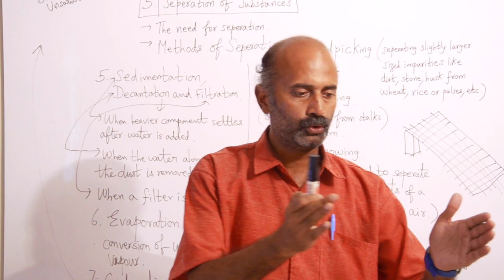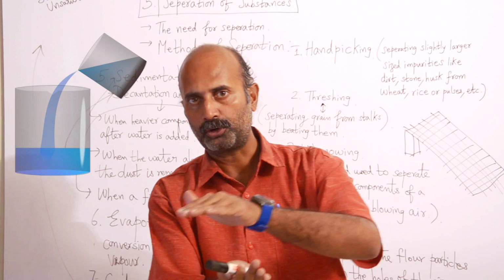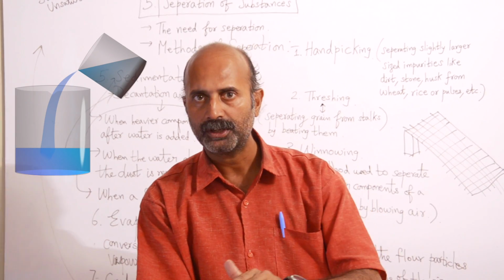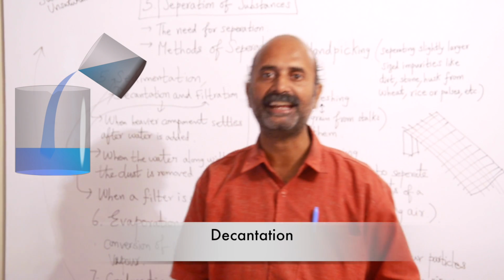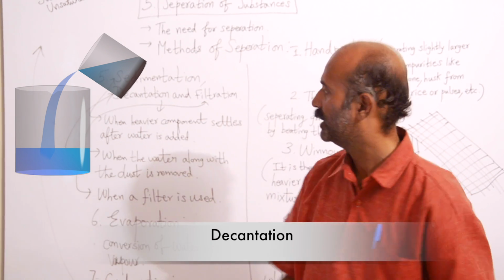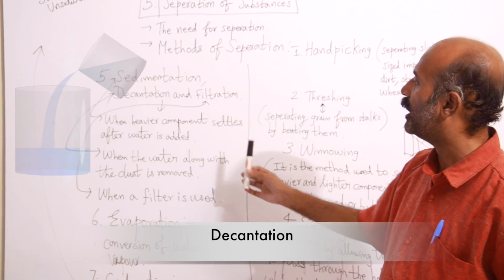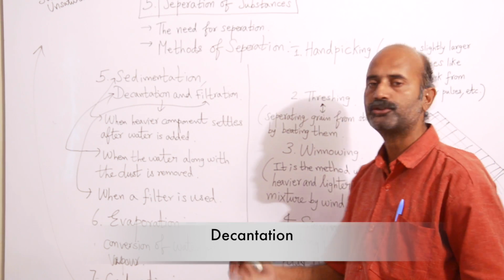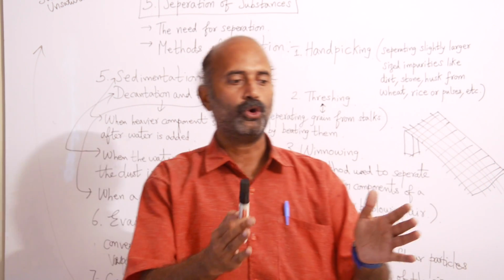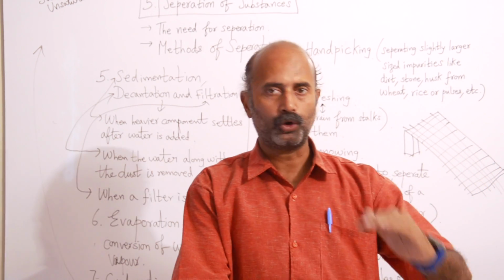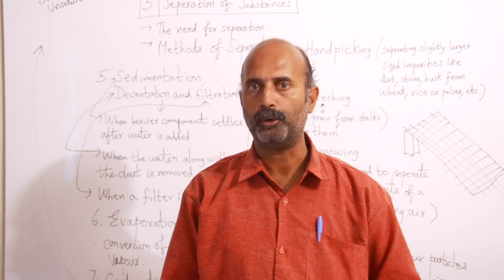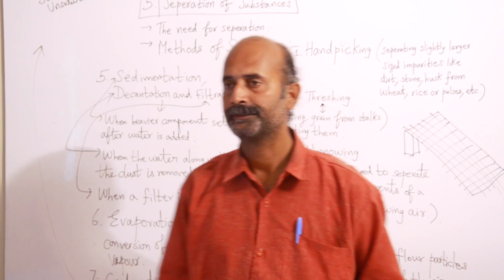Now what do you do? You take that container and you pour it out. When you pour the liquid out, that is known as decantation. You are decanting it. So when the water along with the dust is removed, that is known as decantation. So you're just left with the good part, and the impurities are removed. So that's why it's known as decantation.